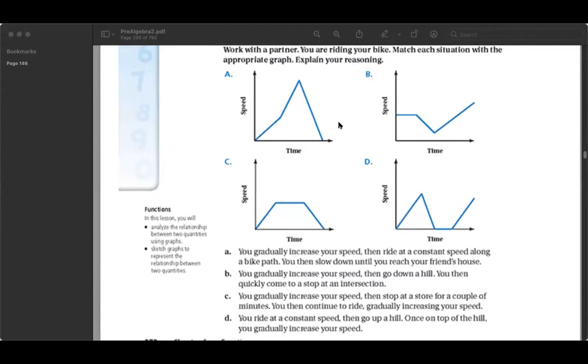Let's go with pink. All right, so A says you gradually increase your speed, then ride at a constant speed along a bike path. You then slow down until you reach your friend's house. What do we think? Is this one going to be A, B, C, or D?